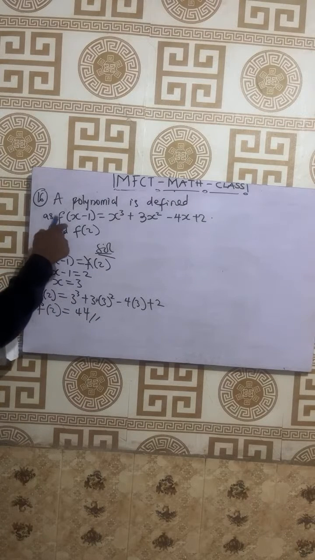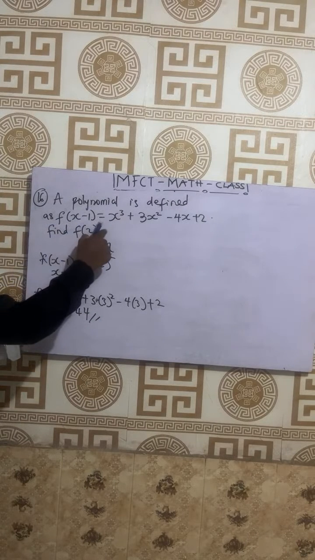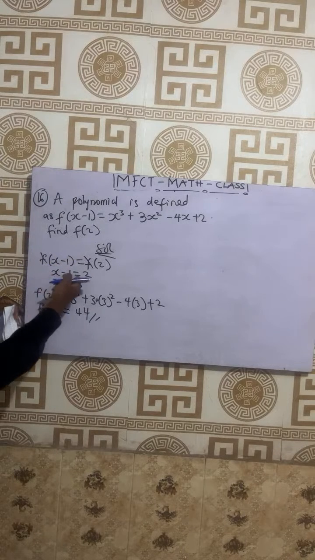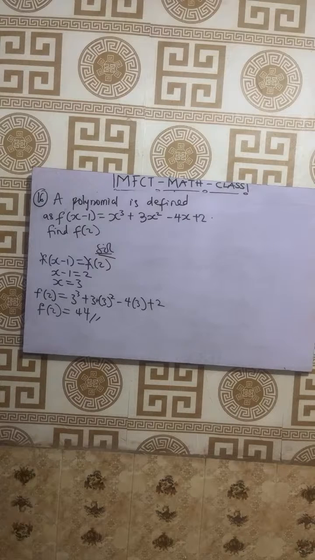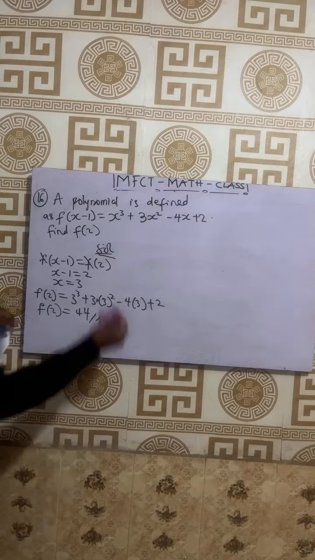So that's how you see that this particular question, f(x minus 1) is equals to f of 2, f cancel f, x minus 1 equals to 2, x equals to 3, substitute. We get your answer. Okay, let's move on to the second to the last one.